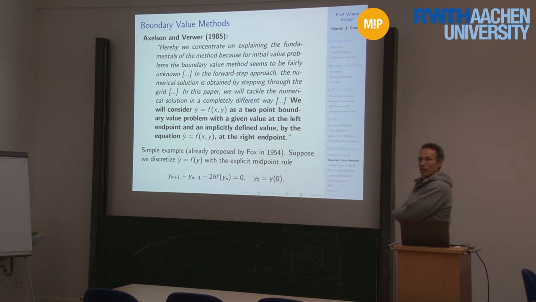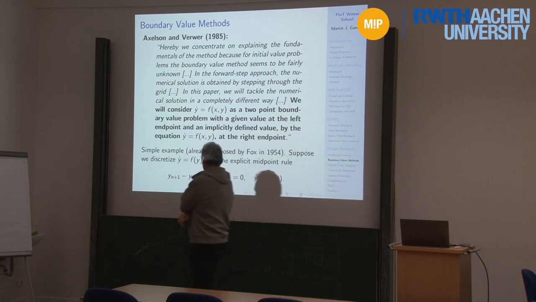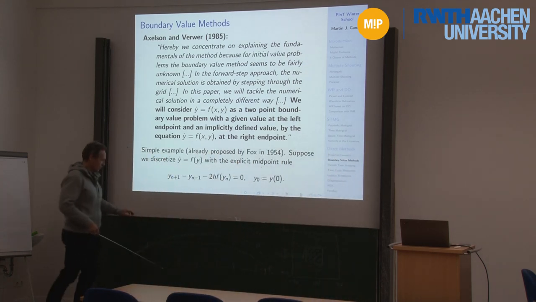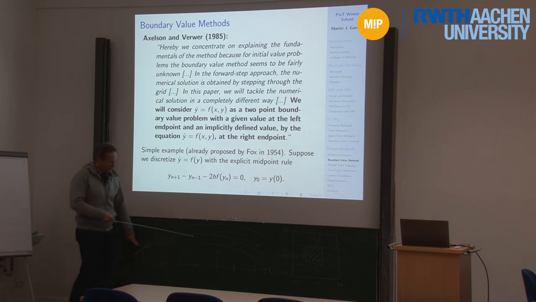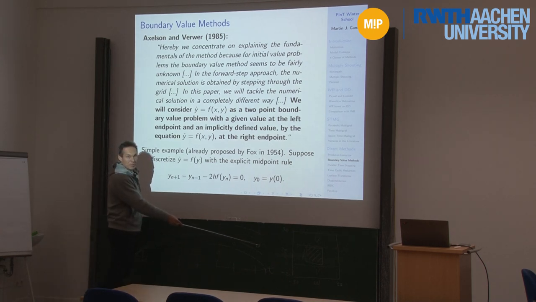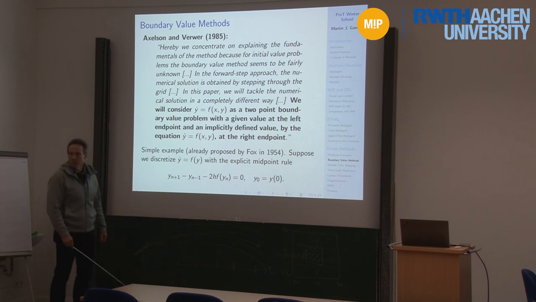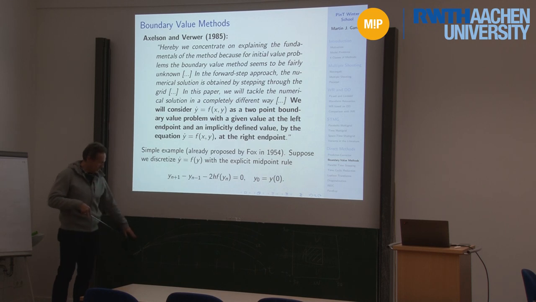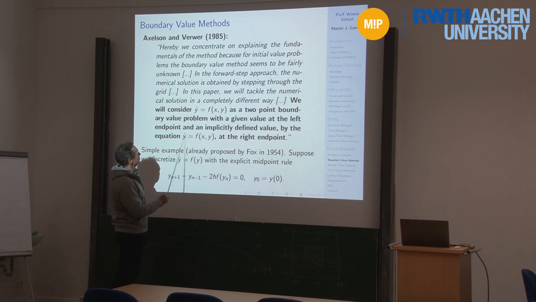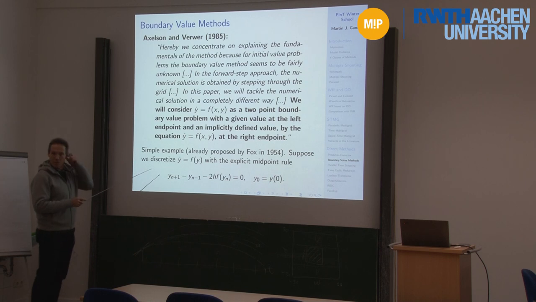So when you read this for the first time, you think like, what? And then if you look at this picture, you remember I told you for shooting, there is a target. And then we had multiple shooting where we introduced more targets. So they also introduced somehow a target. They somehow forget an initial condition here. And then they introduce a condition here, but they introduce the equation as a condition. So this is really hard to understand, so I made a simple example to show you what it is. So here is a simple example.